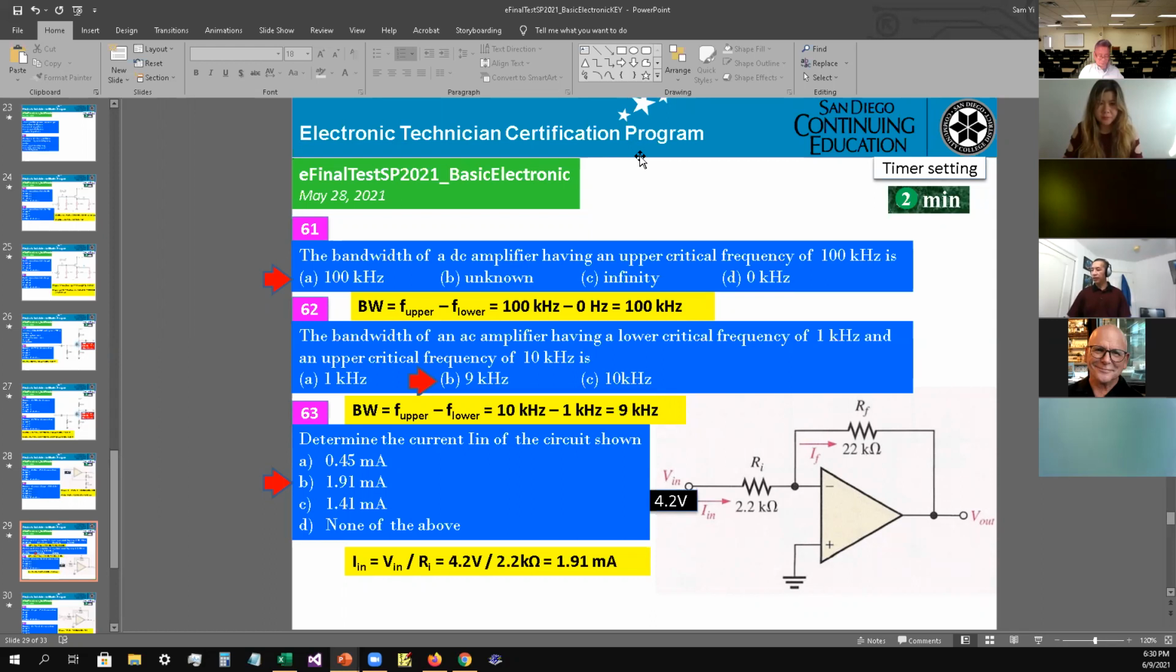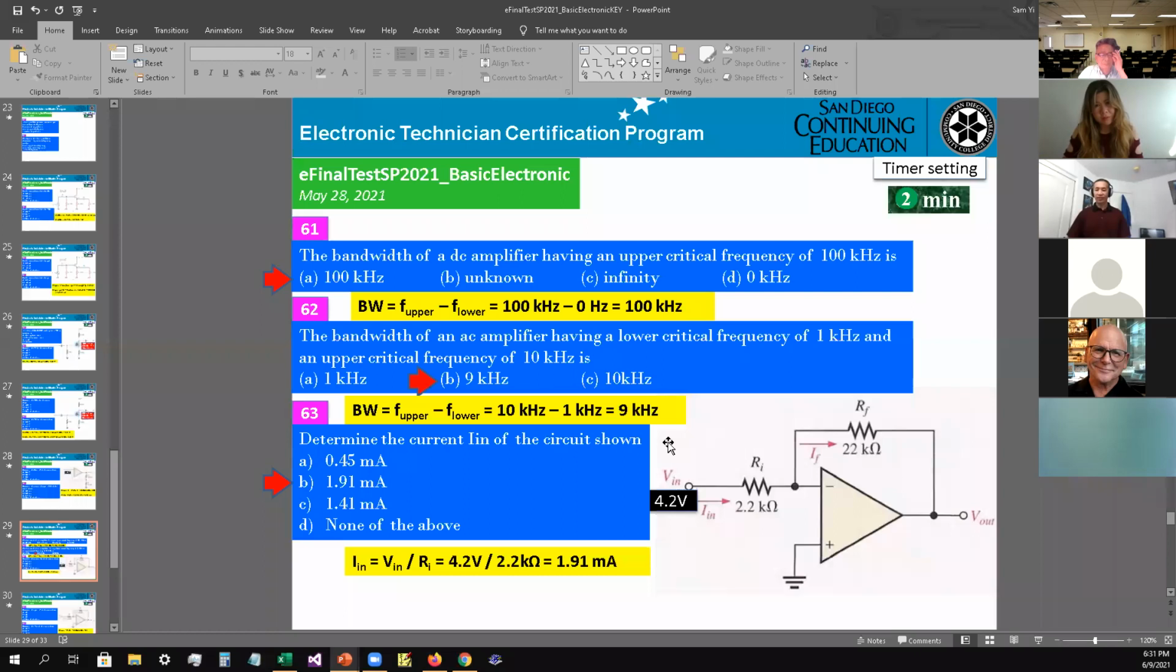Okay, 62. The bandwidth of an AC amplifier having a lower critical frequency of 1 kilohertz and an upper critical frequency of 10 kilohertz is. So that's bandwidth equals upper frequency minus the lower frequency. Therefore, 10 kilohertz minus 1 kilohertz would equal 9 kilohertz. So the answer is B as in Bob for number 62.